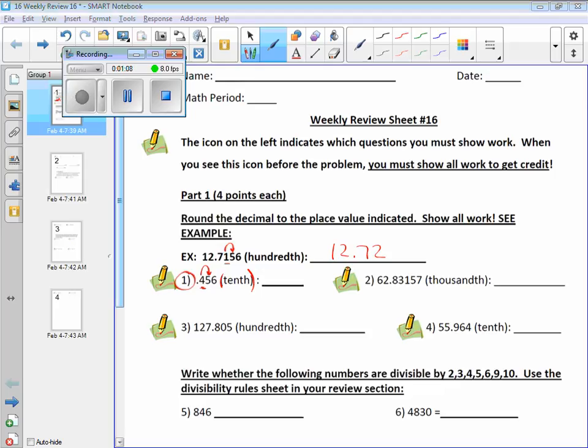So this 5 here, the immediate neighbor of the 4, is 5 or greater, so that's going to indicate to us that we're going to round the 0.4 to a 0.5. And you don't need to put any zeros after it, but if you wanted to, you could. But you could just leave it as 5 tenths, and you would be good.